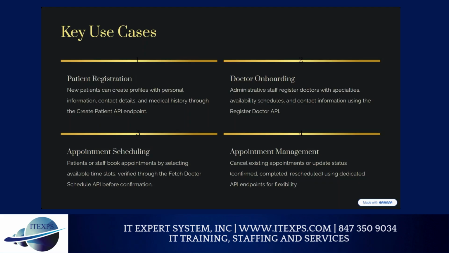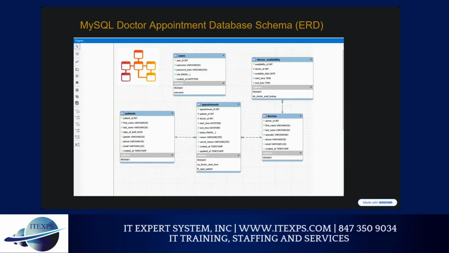For the database schema, we generated here from MySQL reverse engineer the entity relationship diagram. There are 5 tables: patients, doctors, appointment, doctor availability. There's a one-to-many relationship between these 4 tables. I won't go into too much detail in this presentation, but if there are questions later we could discuss.